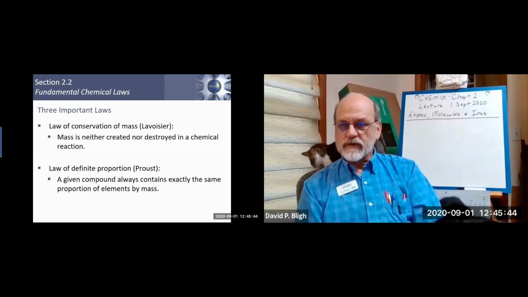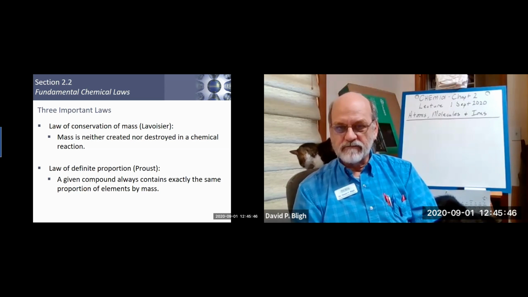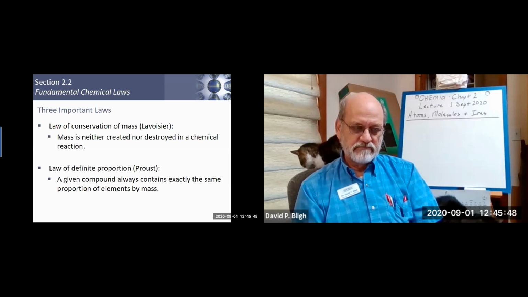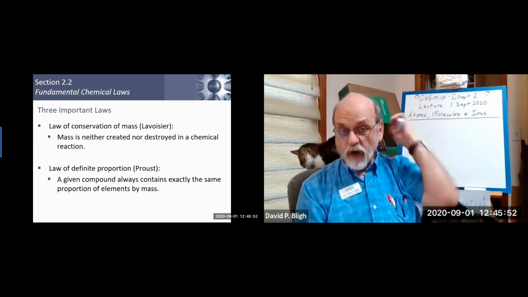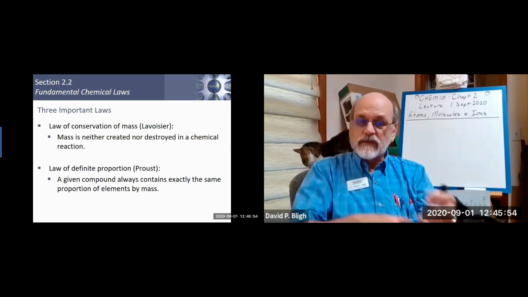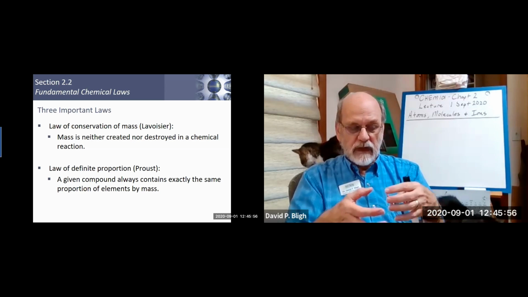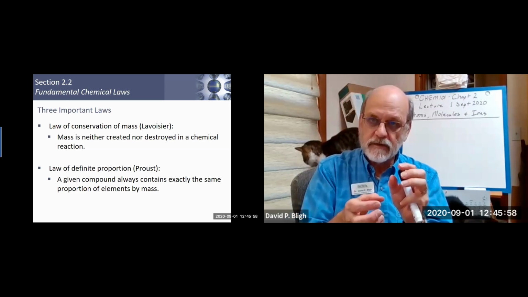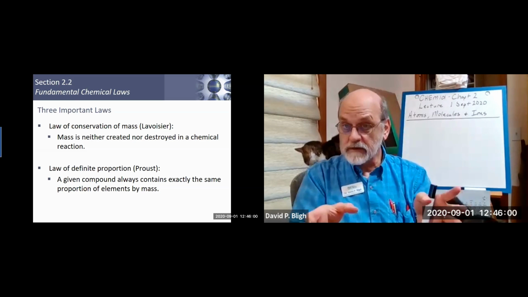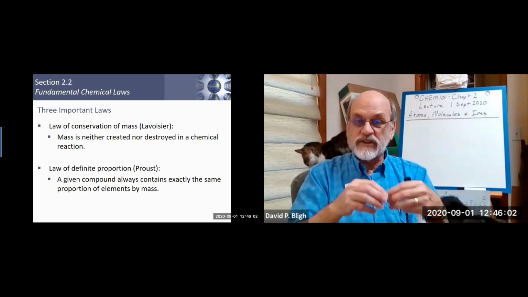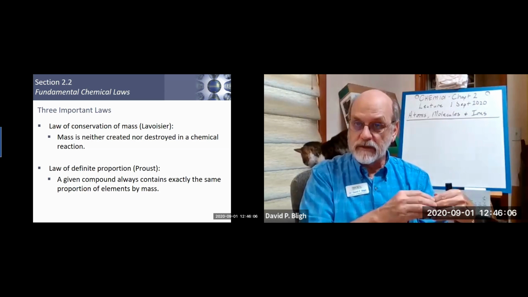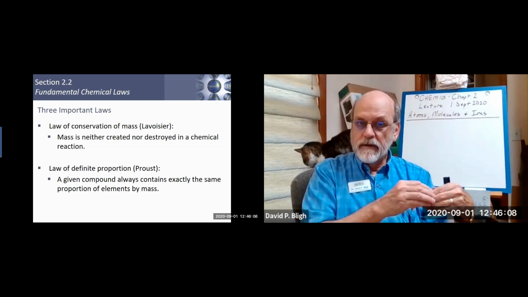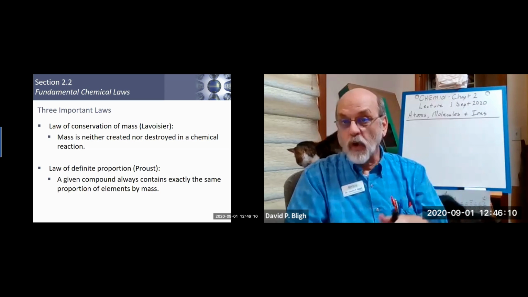Proust, who was another Frenchman, came up with the law of definite proportion. And all Proust said was that for a given compound, which is composed of two or more elements, the ratio of the masses of the elements that are in the compound are the same, no matter what the origin.